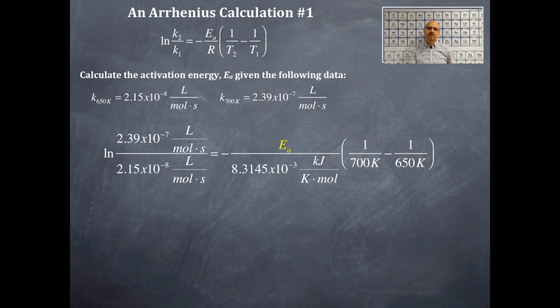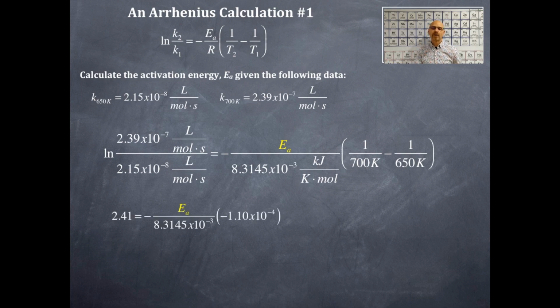So what we're going to do here is simplify that left-hand side of the equation. We got a little division here. Our units are going to cancel out. The liters, the moles, the seconds are all gone. We got a division of those two numbers and then a natural log of that quotient. And then we're going to take those two temperature values on the far right-hand side of this equation and take the reciprocal of each of those, subtract them, and we're going to get a number right there. All right, so let's see what that pops up to be.